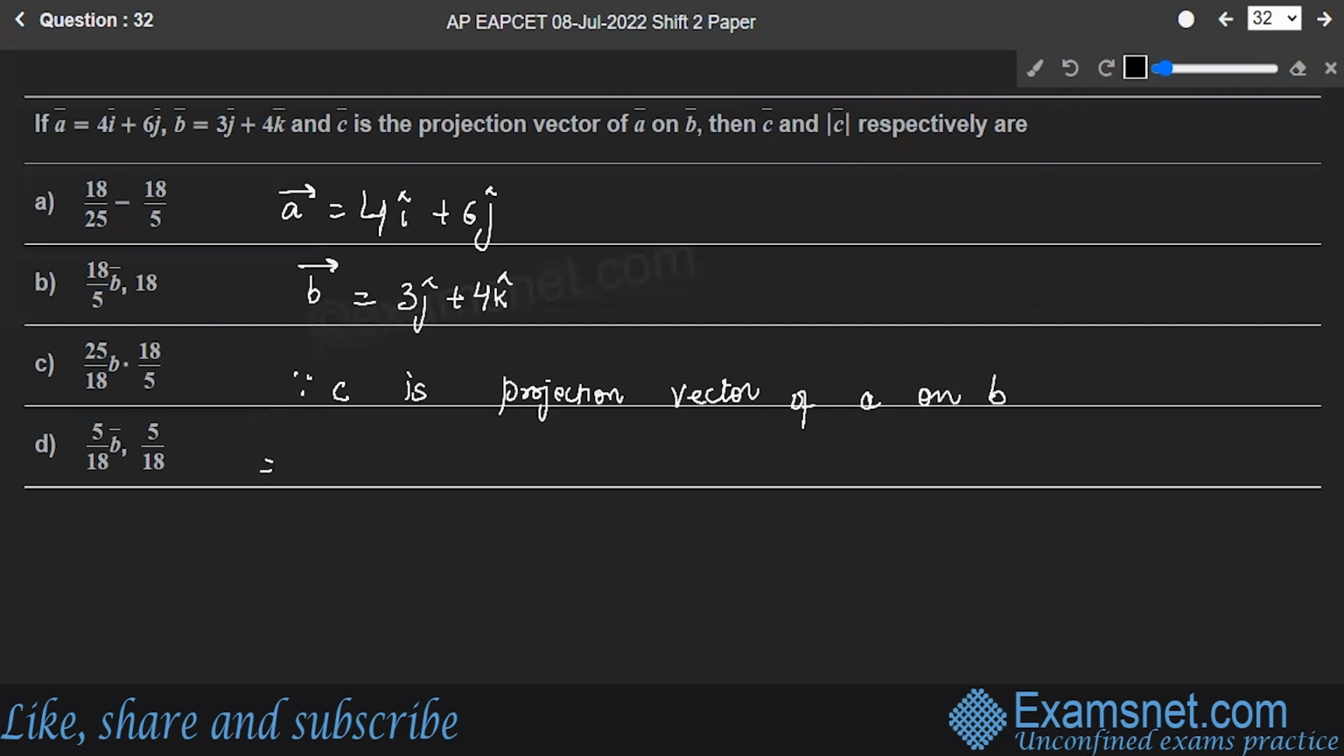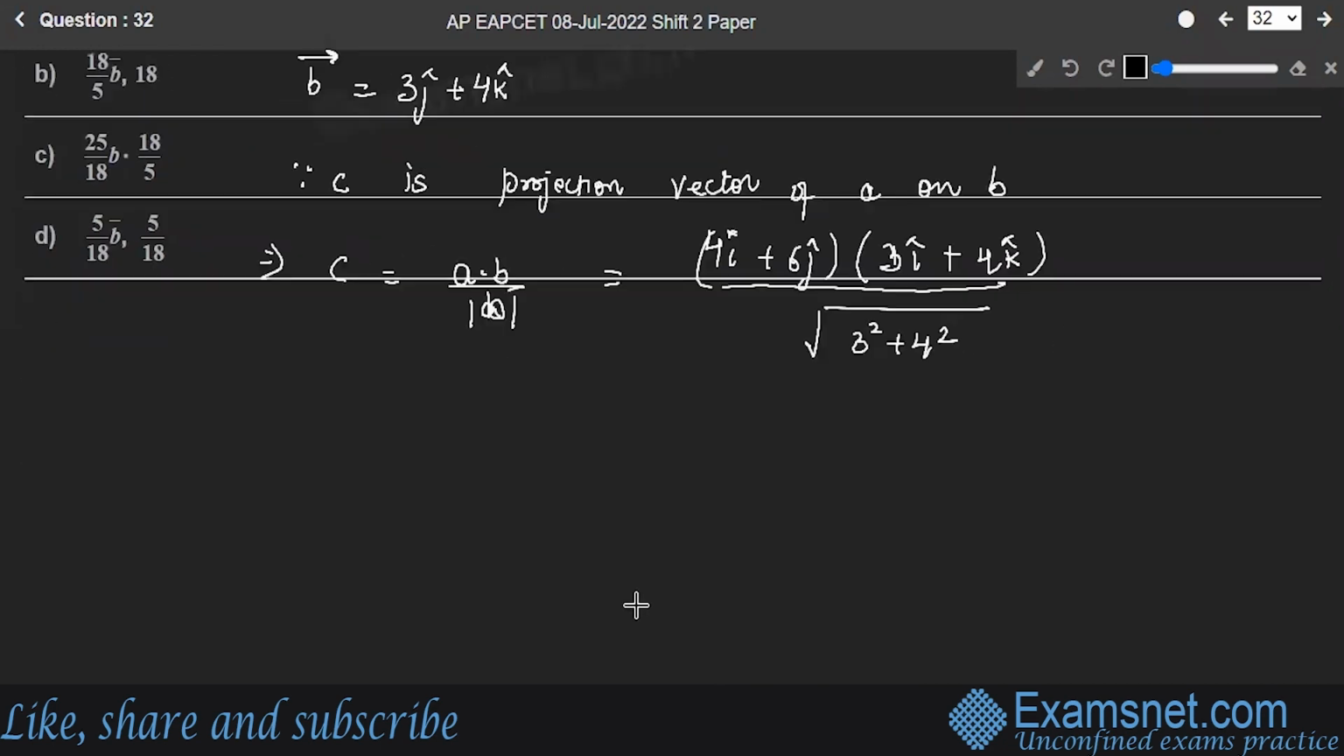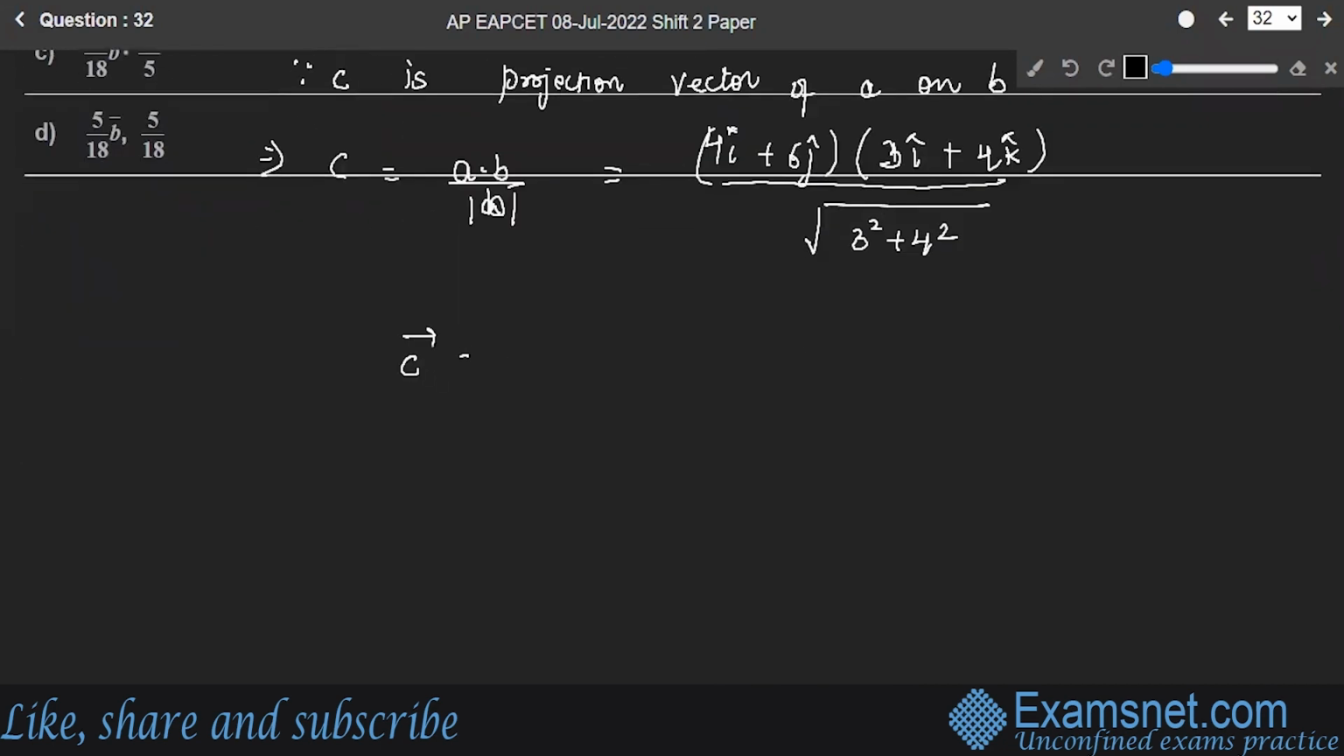Therefore, C is equal to A dot B upon B, which is equal to 4I cap plus 6J cap, 3I cap plus 4K cap, whole divided by 3 square plus 4 square, which gives you C vector is equal to 18 upon 5J. Let's take the modulus. So modulus will be equal to 18 upon 5. Only this is the C modulus, right?